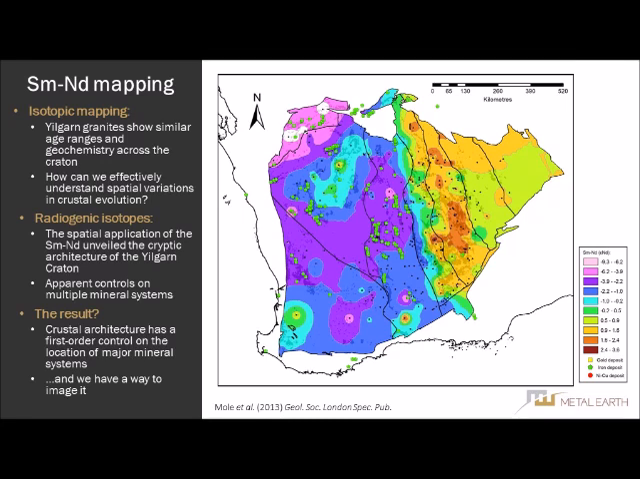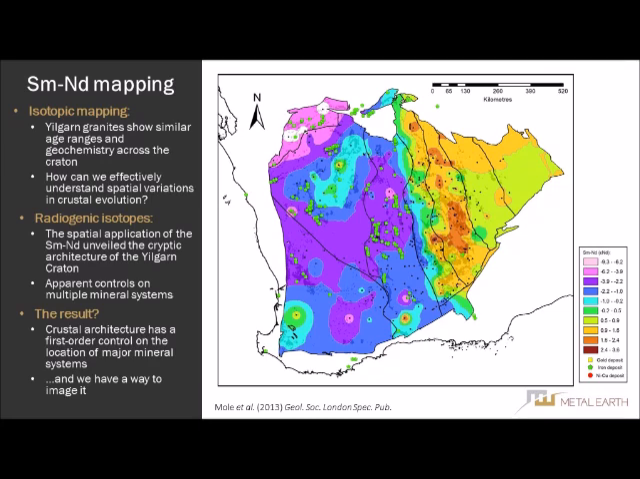So ultimately, if you buy all that, radiogenic isotopes unveil the cryptic architecture of the Yilgarn Craton, and they demonstrate apparent controls on multiple mineral systems. The result is that crustal architecture has a first-order control on major mineral systems from a very broad scale, and ultimately we have a way to image it. So if we can image it, we can use it in some kind of spatial way, and hopefully in some kind of exploration way.